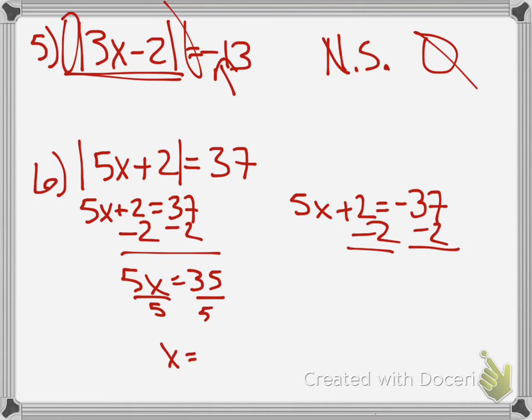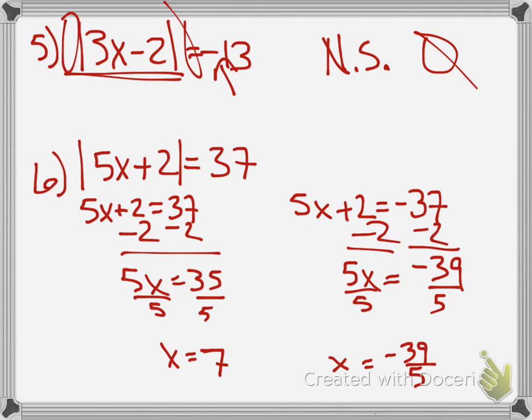You got x equals negative, I'm sorry, why am I saying negative? x equals 7. Here you got negative 39. 5x equals that. Divide by 5, and you get a fraction, x equals negative 39 over 5. If you're using a decimal, I believe that would be about negative 7.8. I'm trying to do that in my head, so I'm not positive there. But anyways, there you go. Those are your two answers, and you are done.